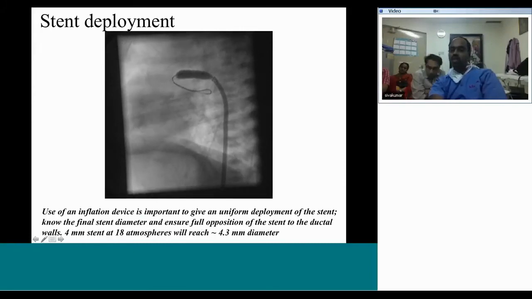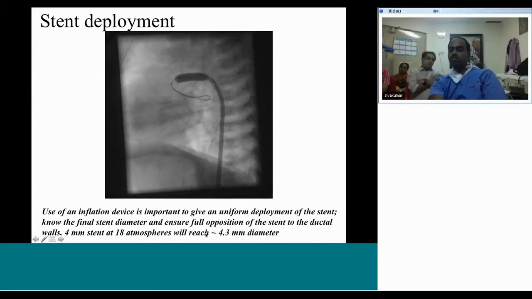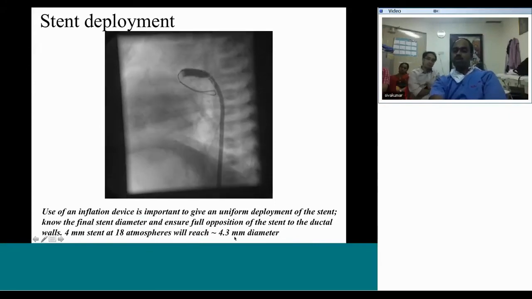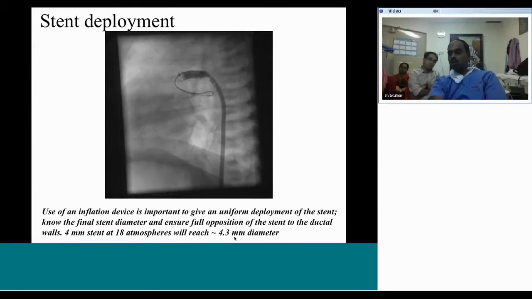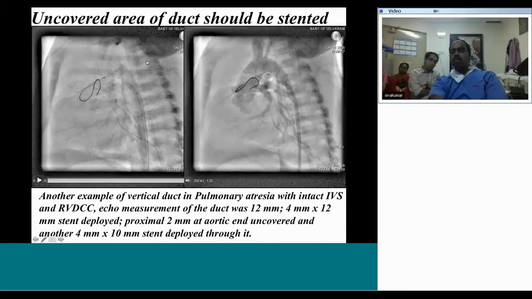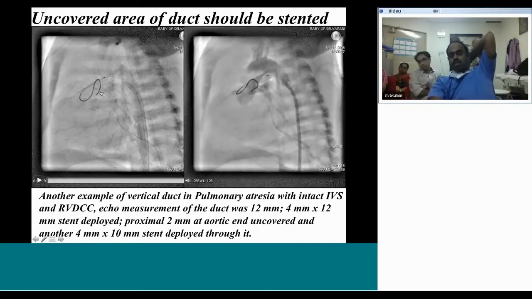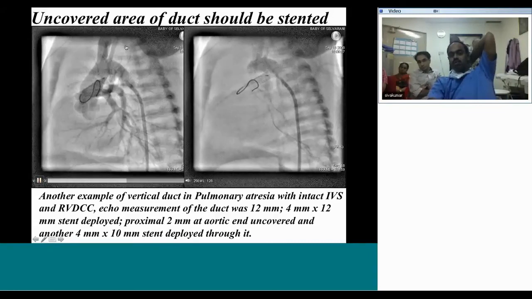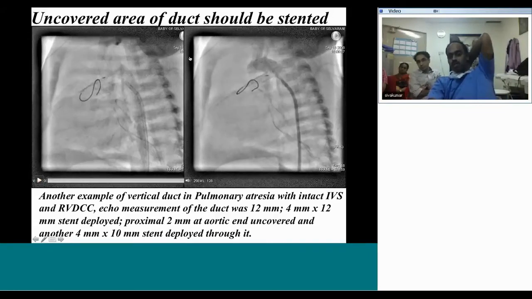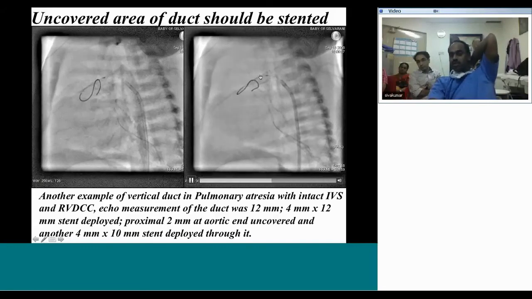A 4 millimeter stent at around 18 atmospheres will reach about 4.3 millimeters. So you need to know exactly what the final stent diameter is. You also have to ensure there is full apposition of the stent to the ductal walls. So any uncovered portion of the duct should also be stented. See here, there is an example of a small portion of the duct being left. So an additional stent is being loaded and a second stent is being deployed.